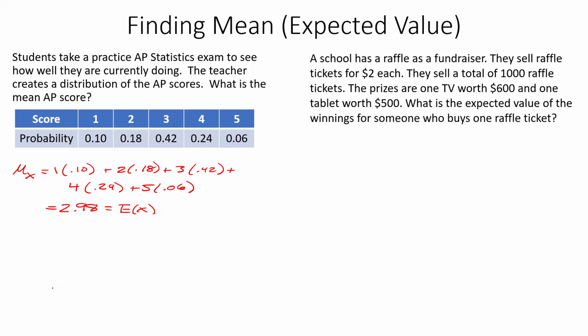All right, let's take a look at another example. I'll change colors so we don't get confused here. The school has a raffle as a fundraiser. They sell raffle tickets for $2 each. They sell a total of 1,000 raffle tickets. The prizes are one TV worth $600 and one tablet worth $500. What is the expected value of the winnings for someone who buys one raffle ticket?